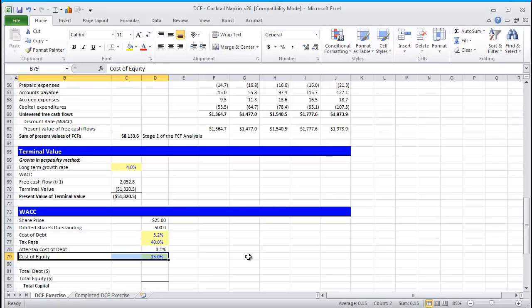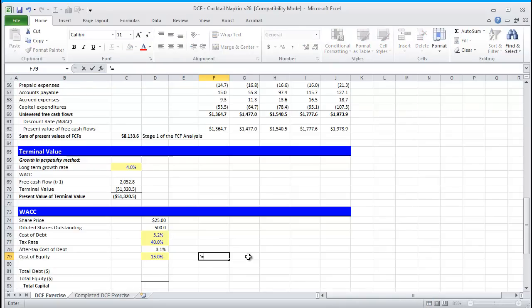Some of the competing models that exist are Fama French, dividend discount model, as well as capital asset pricing model. Now, we're going to focus on what practitioners use, which is capital asset pricing model. And that is equal to the risk-free rate plus beta times the market risk premium.